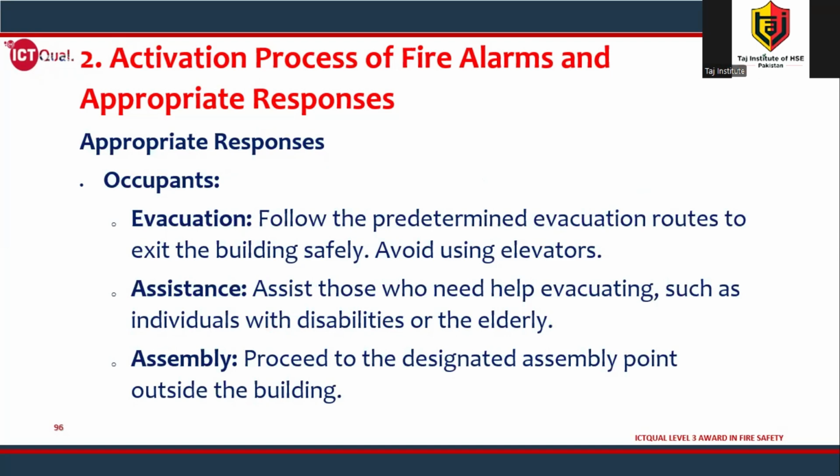Occupants, appropriate responses. Occupants, evacuation: follow the predetermined evacuation routes to exit the building safely. Avoid using elevators. When a fire or emergency exists in the company, elevators and similar equipment are operated by electricity. If the electricity short circuits or there is any error in the elevators, you should not use them. You should obey the message and communicate it to all occupants.